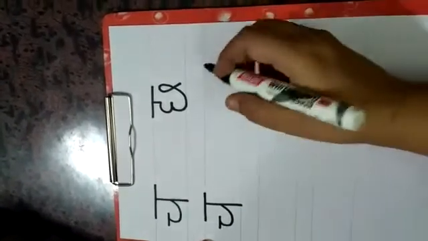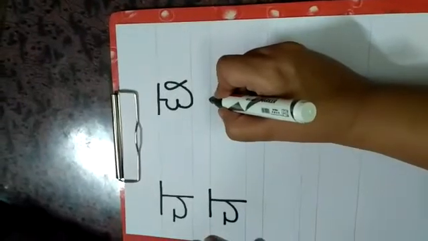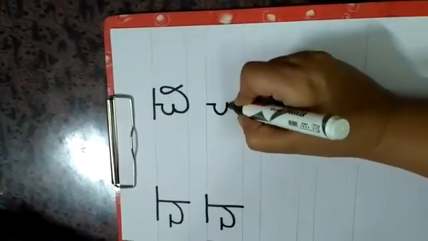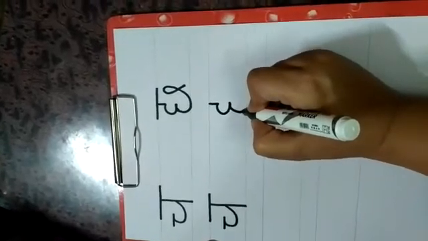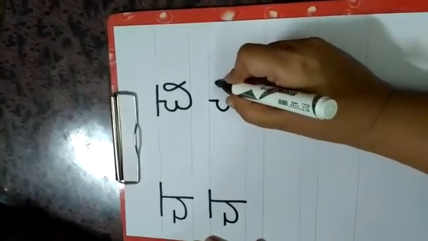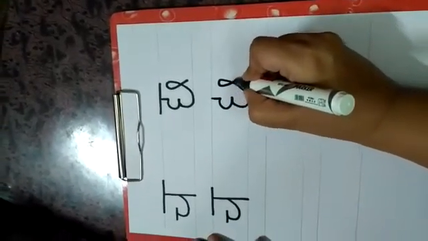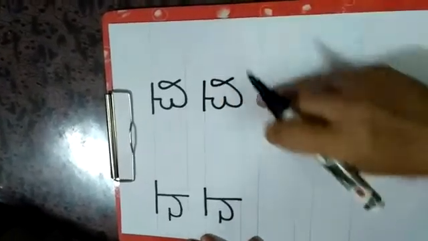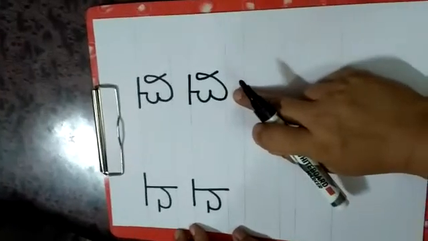Now we will write ch like this. Make a standing line. Then make a curve. Again make a curve. Go up. Make a loop like this. At the top, make a sleeping line. This is ch se chhatri.